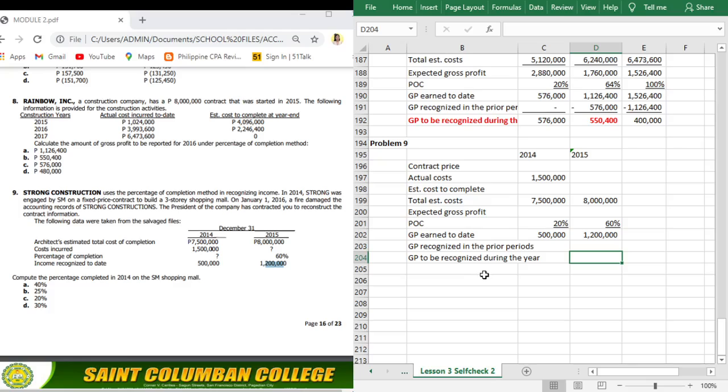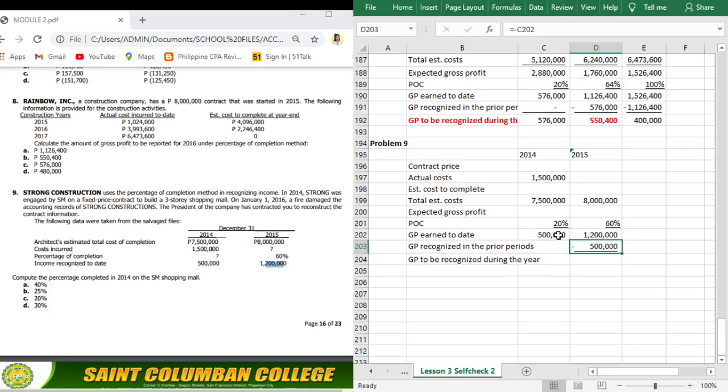Okay? So, ato nang i-compute, no? So, una ako na to diri sa pinakatumoy. Now, since we have already the gross profit earned to date, pila man ang gross profit in the prior periods? Diba, maumaning 500,000. And then, the one that we will recognize for this year is 700,000. Okay, so pabalik ta. So, if 1,200,000 is the 60%, so pila man ang expected gross profit? Then, ato ang i-divide. 1,200,000 divided by 60%, that is 2 million pesos.